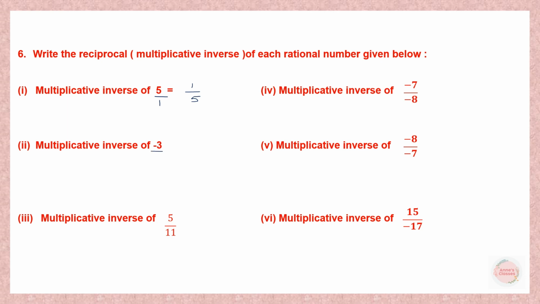Second one, minus 3 by 1 becomes 1 by minus 3. Here we have 5 by 11, it becomes 11 by 5. Now here multiplicative inverse of minus 7 by minus 8, we can cancel this. Of 7 by 8 becomes 8 by 7. Similarly here we can cancel this. 8 by 7 becomes 7 by 8. Now here 15 by minus 17 becomes minus 17 by 15.